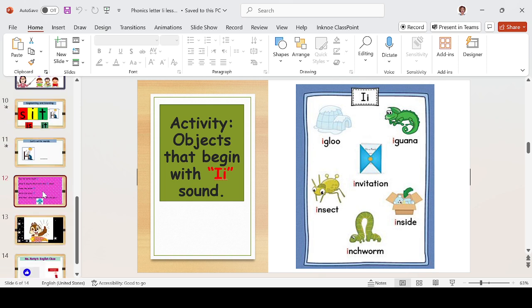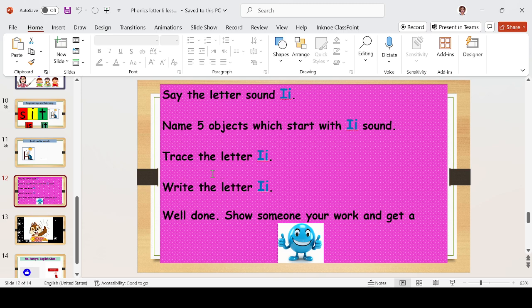All right, so what's next? I want you to trace the letter E sound, okay, in your notebook or worksheet. You need to do that. You can do more handwriting practice. And when you are done with the tracing, you feel that now I can trace this letter without any problem. I want you to write on the paper also independently, okay? Independently write the letter E sound as many as you can. Well done. Show someone your work and get a thumbs up.